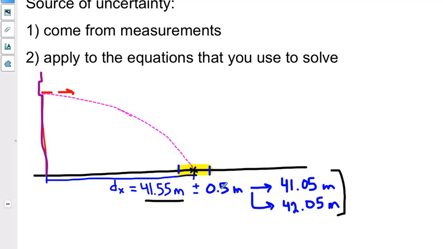Because of that, we kind of need to redo the equation and say, well, wait a minute. Though we think it's exactly this number, really it might be a range of possible answers. So let's keep going over here.